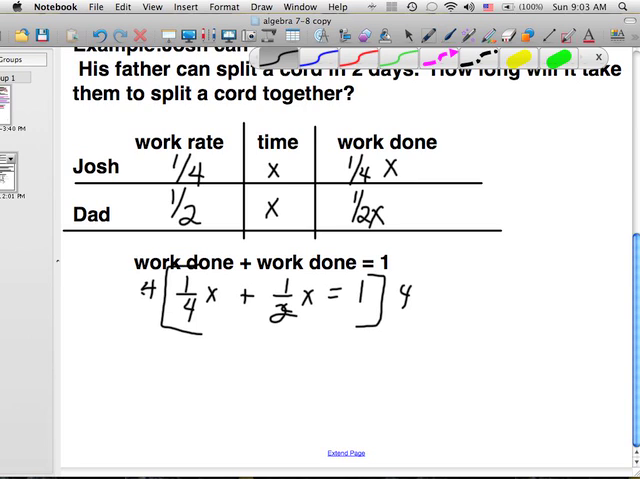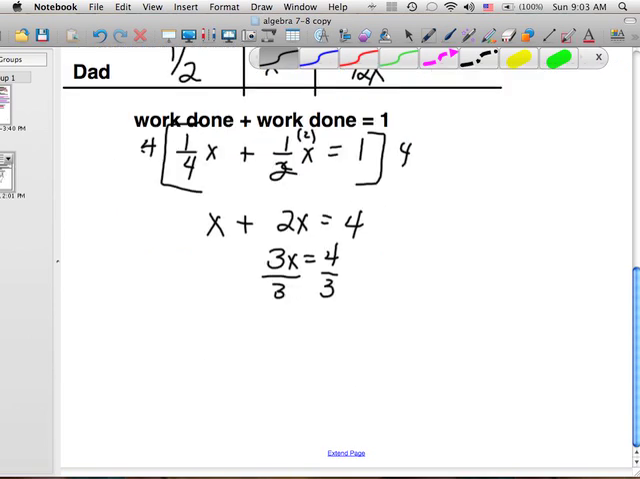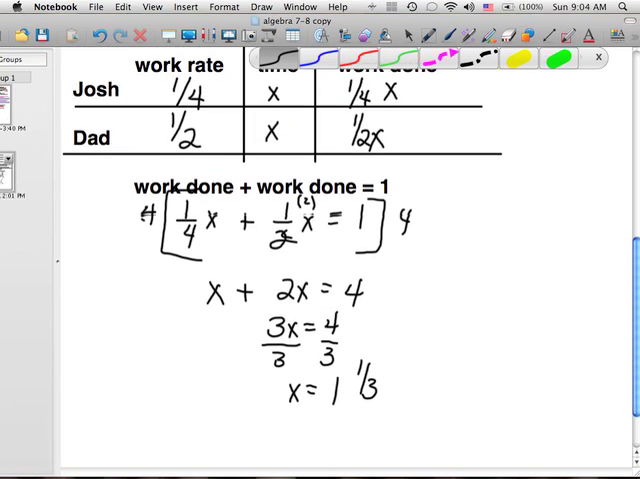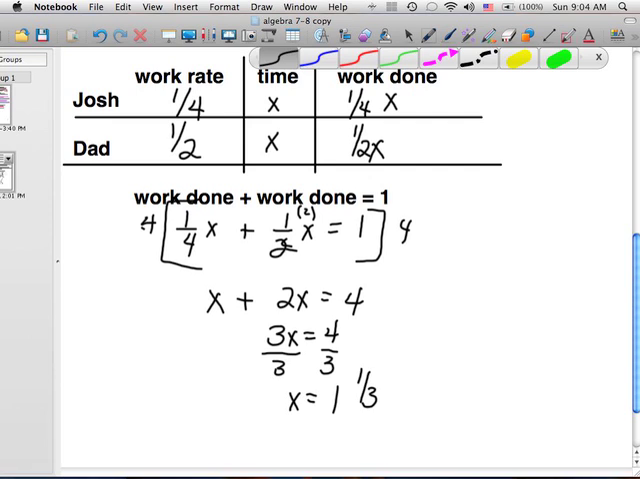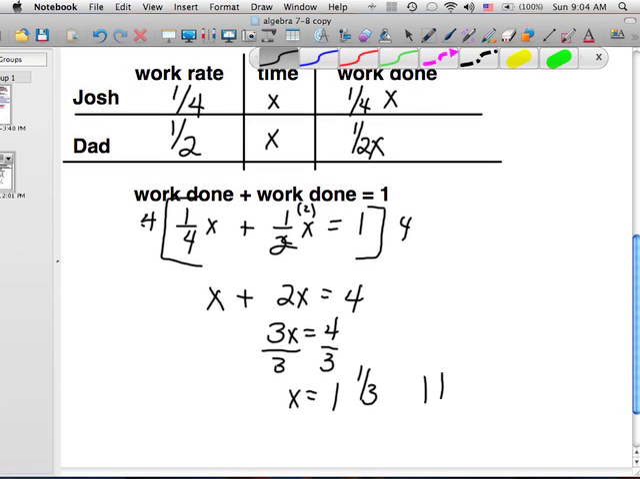4 goes into 4 once, that leaves me X. 2 goes into 4 twice, so I'm going to multiply this by 2. And 1 times 4 is 4. Collecting like terms, I get 3X equals 4. Divide by 3, I get X equals 1 1/3. So it's going to take them 1 1/3 hours to get the job done, or 1 hour and 20 minutes, since 1/3 of an hour is 20 minutes.